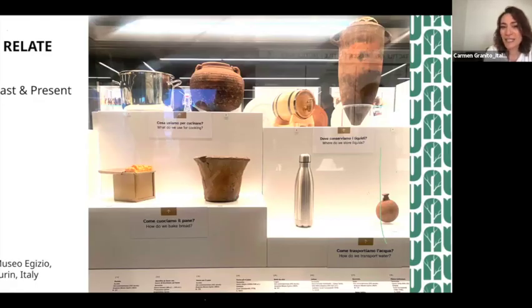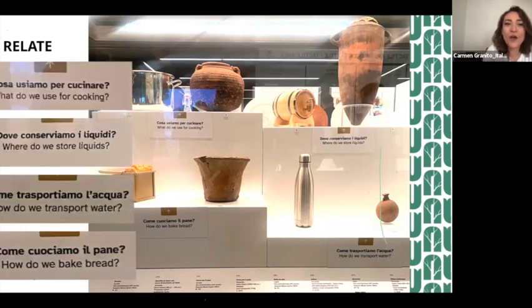And what are they writing in the labels? I will make it bigger for you. The first one says, what do we use for cooking? And the second, where do we store liquids? How do we transport water? How do we bake bread? So cooking, liquids, water, baking, these are all everyday concepts, and they are formulated in terms of a question. So this is also doing another job, the provoke thing.